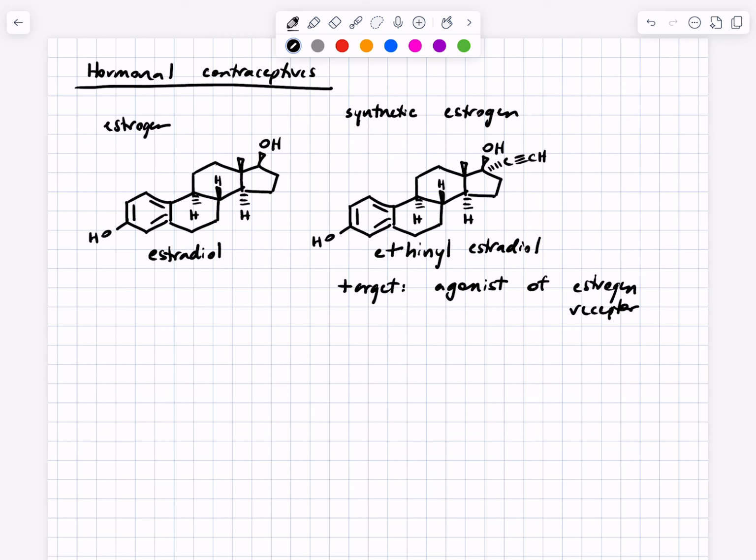When dealing with molecules that interact with receptors, there's some interesting language. You've got agonist, which means it activates the receptor. And then you've got antagonist, which means it prevents the receptor from doing its thing. And there's multiple ways that can happen. But for an agonist, it binds the estrogen receptor in the place of estrogen, and it elicits the same effects as estrogen.